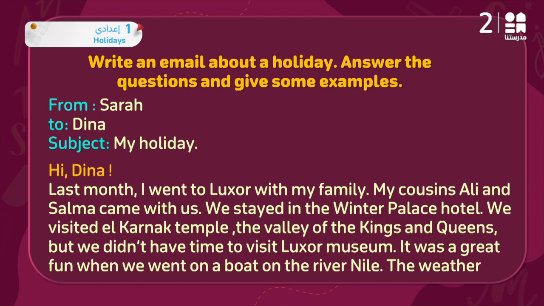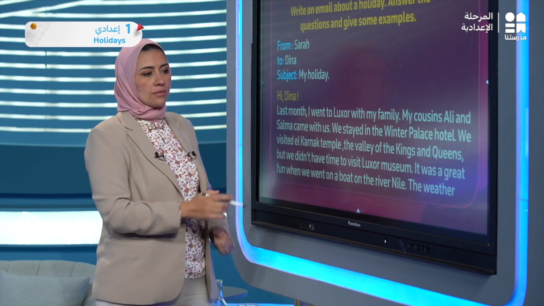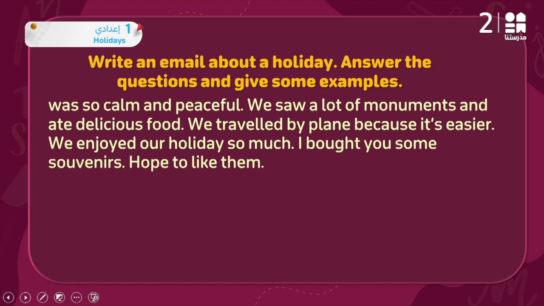We visited الكارناك Temple. احنا زرنا ايه الاماكن اللي زرناها؟ زرنا الكارناك Temple اللي هو معبد الكارناك and the Valley of the Kings and the Queens ووادي الملوك والملكات. But we didn't have time to visit Luxor Museum. بس للأسف ما كانش عندنا وقت عشان نقدر نزور Luxor Museum أو متحف الأقصر. It was a great fun when we went on a boat on the River Nile. قضينا وقت لطيف جدا لما أخدنا مركب واتمشينا في النيل. The weather was so calm and peaceful. الجو كان هادي ومليان سلام.